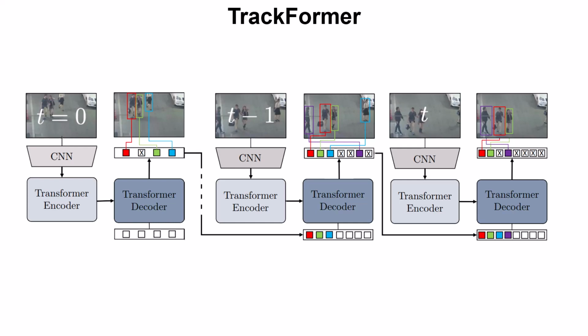But again, that has some limitations. What if that person leaves the scene and comes back after a minute or 2? Because by that time, we are surely removing that token and we consider that as a new person. But yeah, that's a challenge that this TrackFormer architecture cannot resolve. So yeah, that's the general idea behind this TrackFormer model.